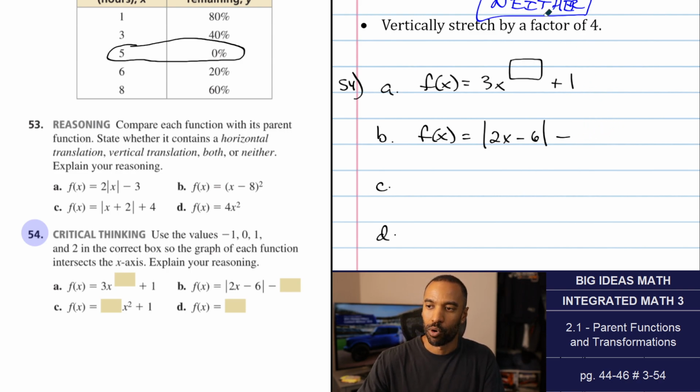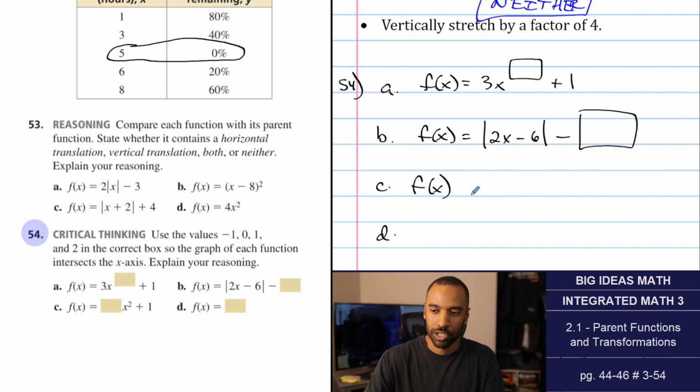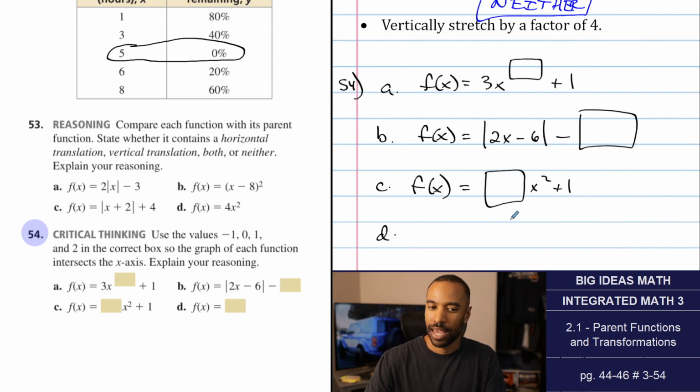We're definitely going to be getting some horizontal biz later. Minus blank there. Part C, like horizontal stretches and compressions. F of x equals blank x squared plus 1. And then D, oh, they do say explain, don't they? Darn, I thought I was going to get away with it.